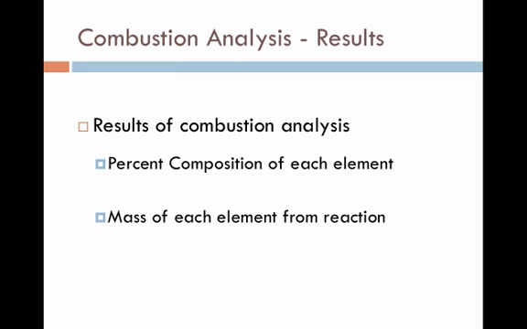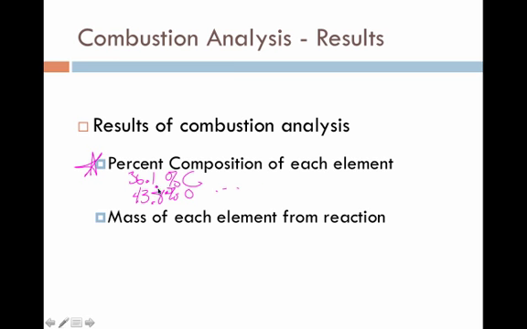Once you've done all this work, you're going to get results from this combustion analysis process, and those results can come in two different forms. First of all, I can provide for you the percent composition data. So I can say that your substance is 36.1% carbon and 43.8% oxygen, et cetera, et cetera. And I'll tell you all those percentages.